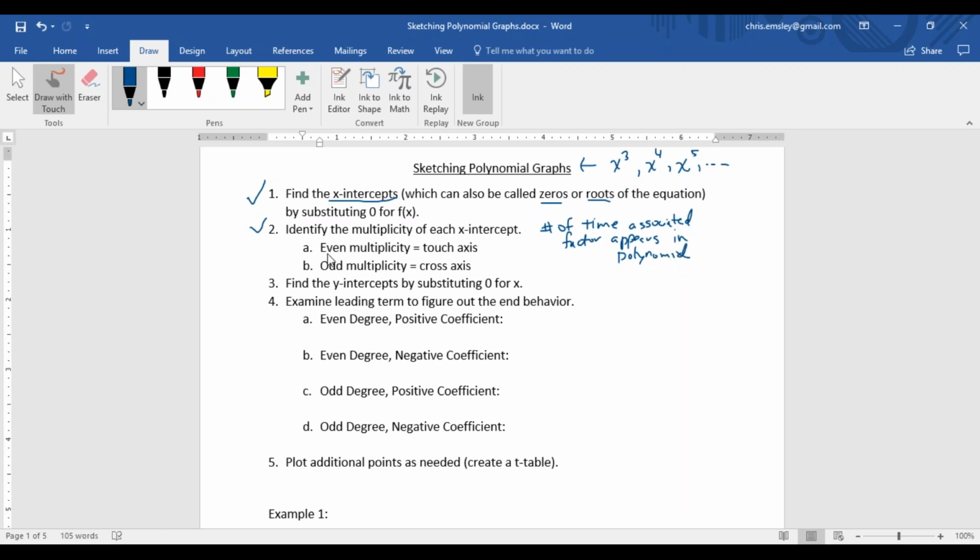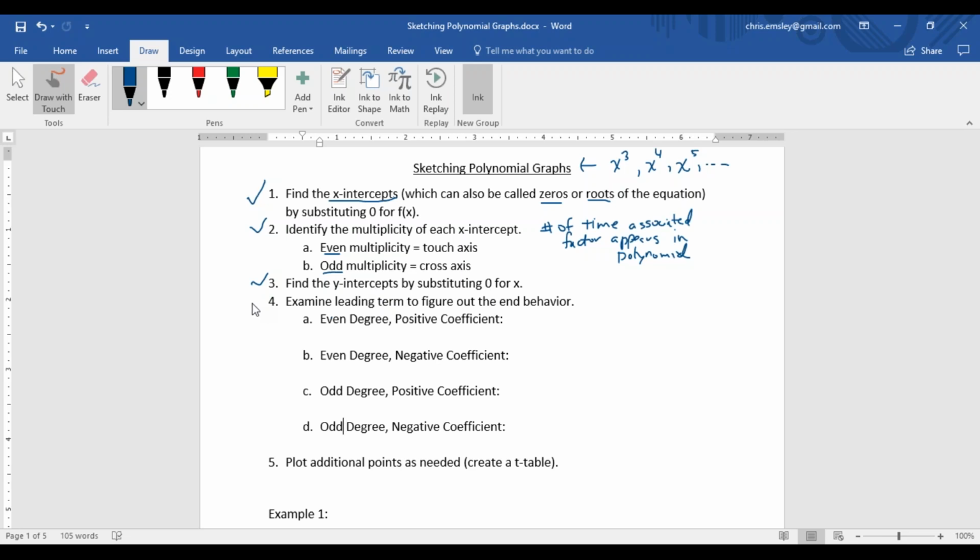But anything that has an even multiplicity is going to just touch the axis, kind of like a quadratic function. Anything that has an odd multiplicity is going to actually cross the axis. Again, you'll see this demonstrated when we start doing our examples. Next up, we want to find the y-intercepts. Just like any function, we would put 0 in for x and solve for y.